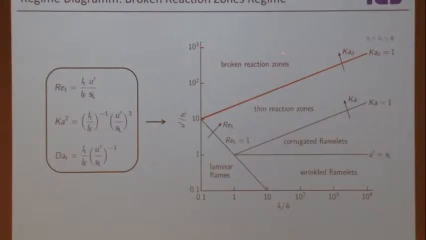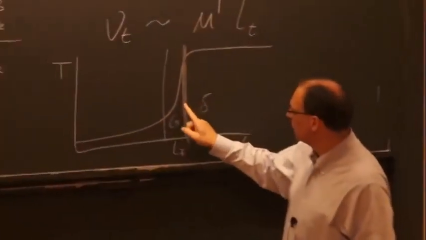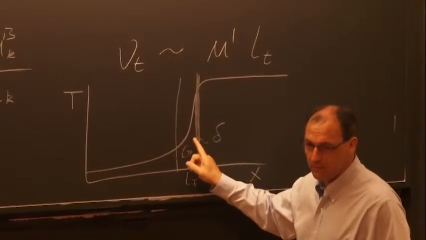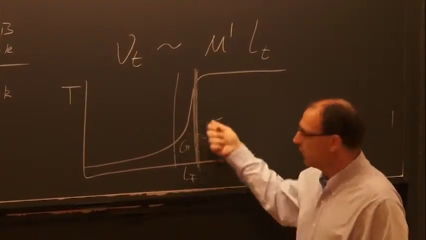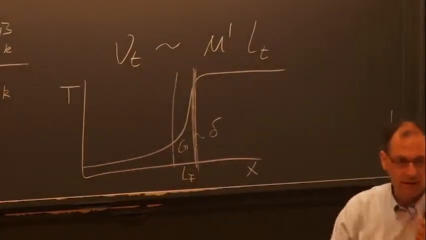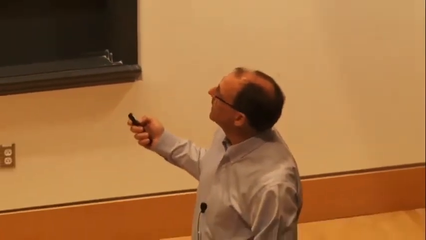If Karlovitz delta is larger than 1, that's what we call the broken reaction zones regime. In that limit, the turbulence is so small that the turbulence is much smaller than even the inner layer thickness. And so what it will do is it will just mix the inner layer, disrupt the inner layer, and so on. Let's say you produce a radical, it will just take it away and move it somewhere else. In that limit, you don't find a coherent reaction zone anymore, and typically flames extinguish. They don't know what to do anymore.